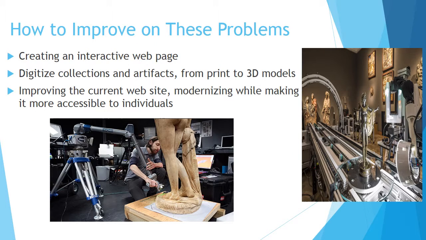In order to improve on these problems, they can create a more interactive web page which allows individuals to interact with the exhibits online and in the museum. Additionally, it would help by being able to view the architectures at different angles while moving around them online, for example, different perspectives. Furthermore, another improvement is through digitizing collections and artifacts, from print to 3D models.